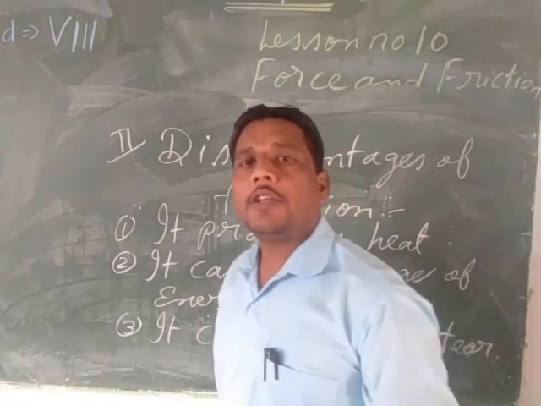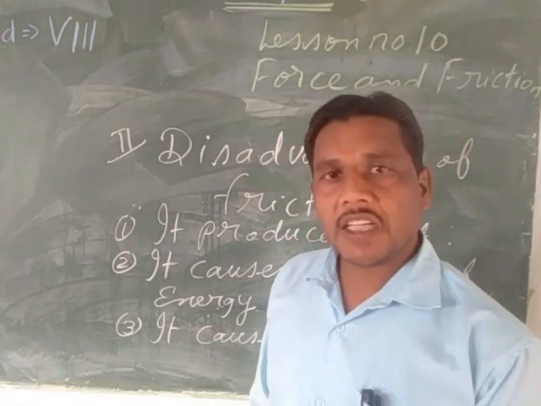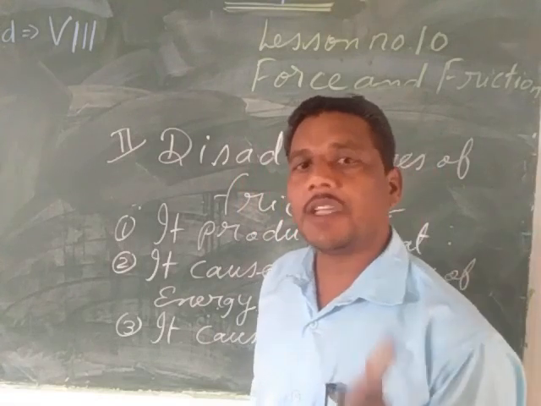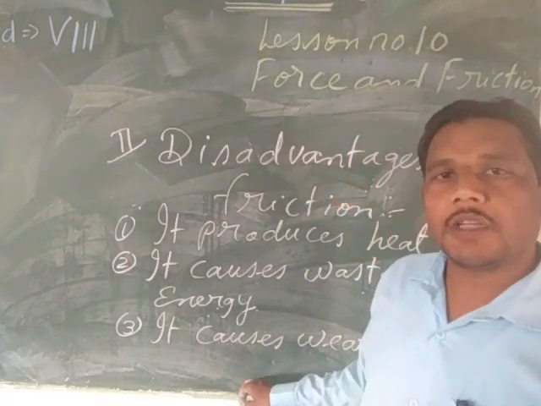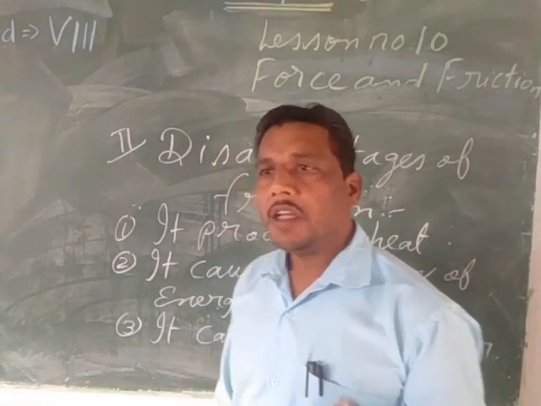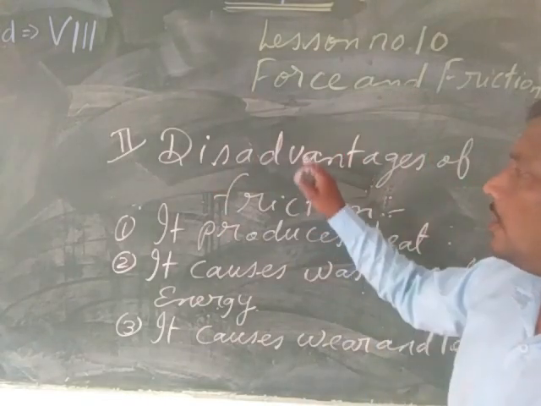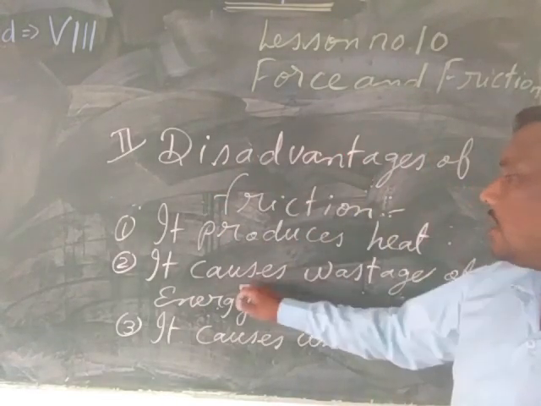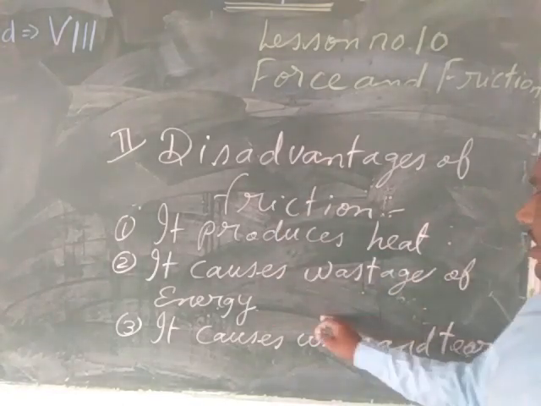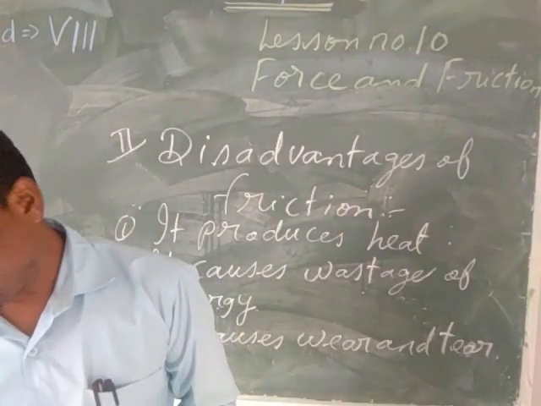You might have seen the soles of your shoes and slippers get wear and tear, because a great frictional force is acting between the ground and the surface of your shoes and slippers. So my child, these are the three main disadvantages of friction. The frictional force produces heat, it causes wastage of energy, and it causes wear and tear of the object.